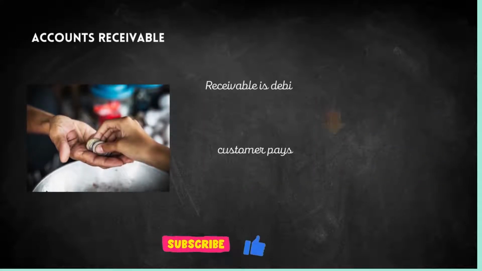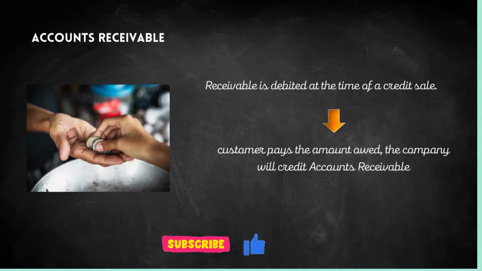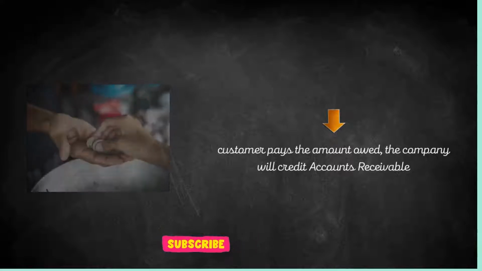Next is accounts receivable. Accounts receivable is a right to receive an amount as the result of delivering goods or services on credit. Under the accrual method of accounting, accounts receivable is debited at the time of a credit sale. Later, when the customer pays the amount owed, the company will credit accounts receivable and will debit cash.